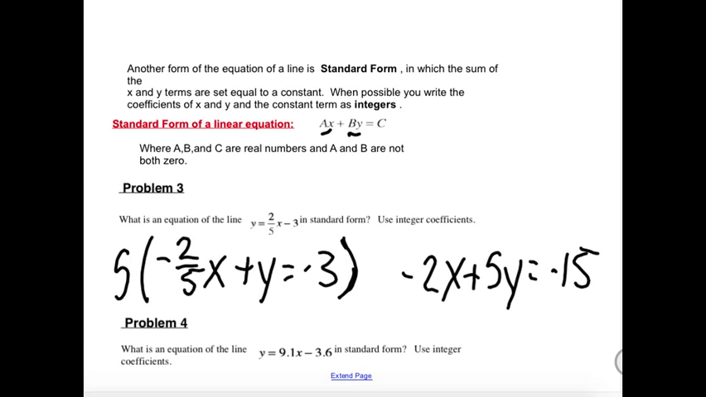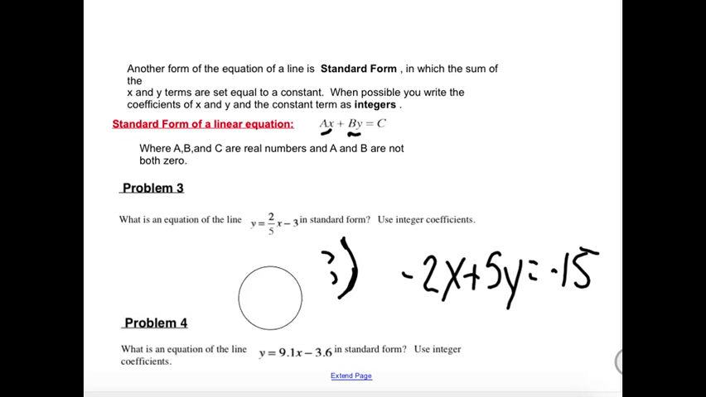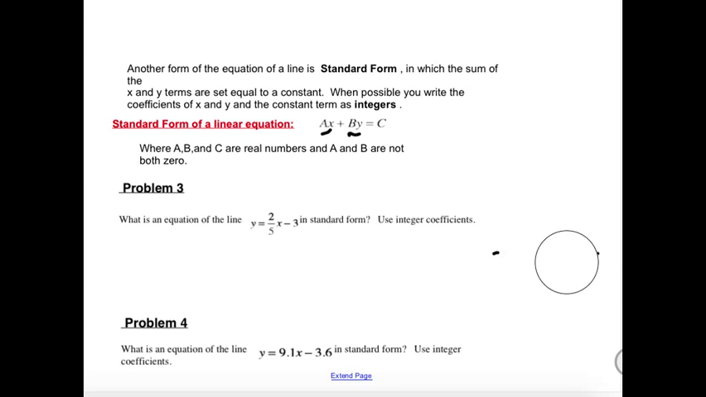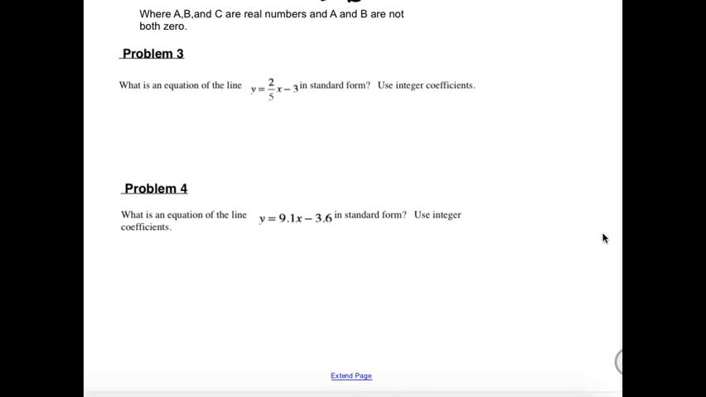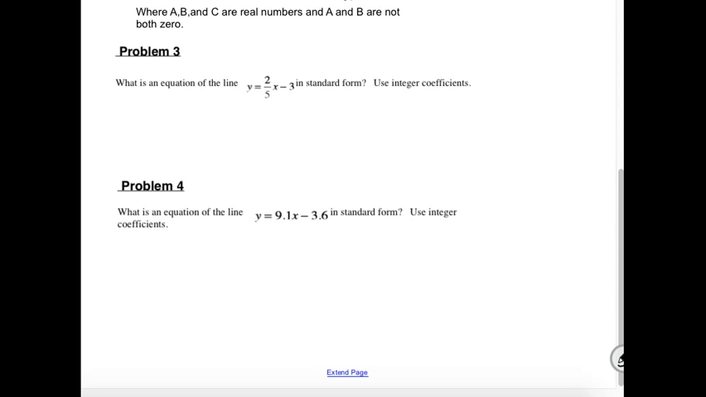Down to problem 4. It says, what is an equation of the line y equals 9.1x minus 3.6 in standard form? Use integer coefficients. So again, we want to get our x and y on the same side, so we're going to subtract that 9.1x to get it on the same side as the y.